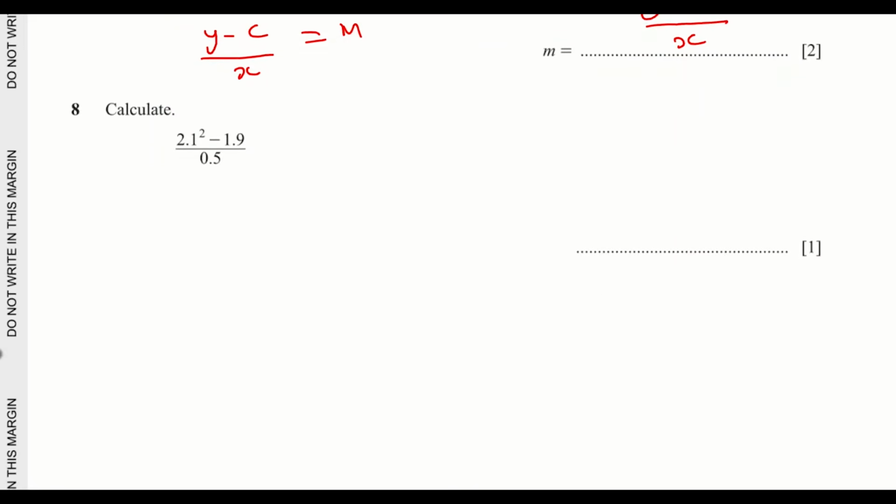Question 8. Calculate 2.1 squared minus 1.9 divided by 0.5. So what you can do is just input this into your calculator, since this is just one mark, so you don't have to disturb yourself. If you input this into your calculator, you should get 5.02.